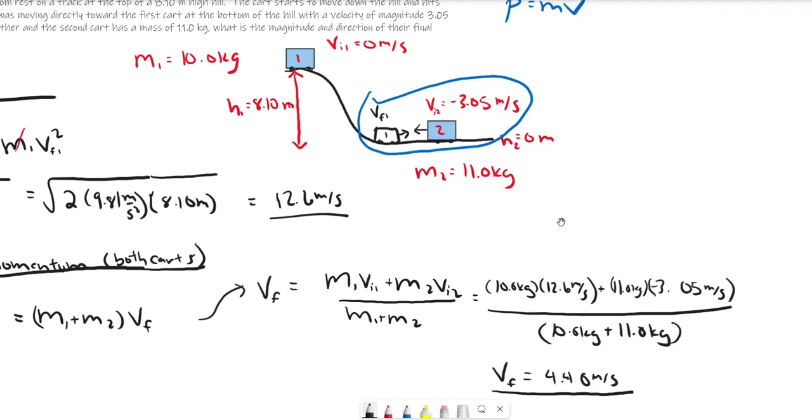Now, it's less than the initial velocity of the first cart when it's at the bottom of the hill, because the second cart going the opposite direction slows it down. So we do need to make sure we take into account this negative sign for the initial velocity of cart 2. So we end up subtracting this term. So that's how we do one of these problems where we're combining conservation of energy and momentum.